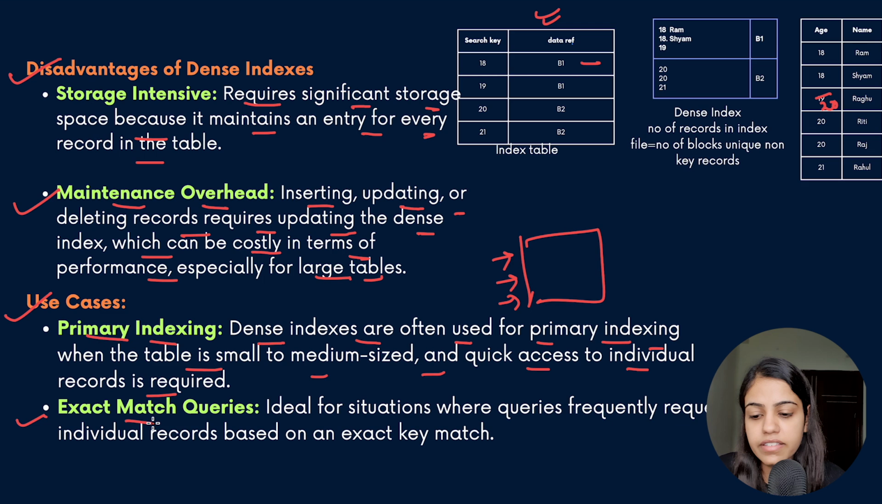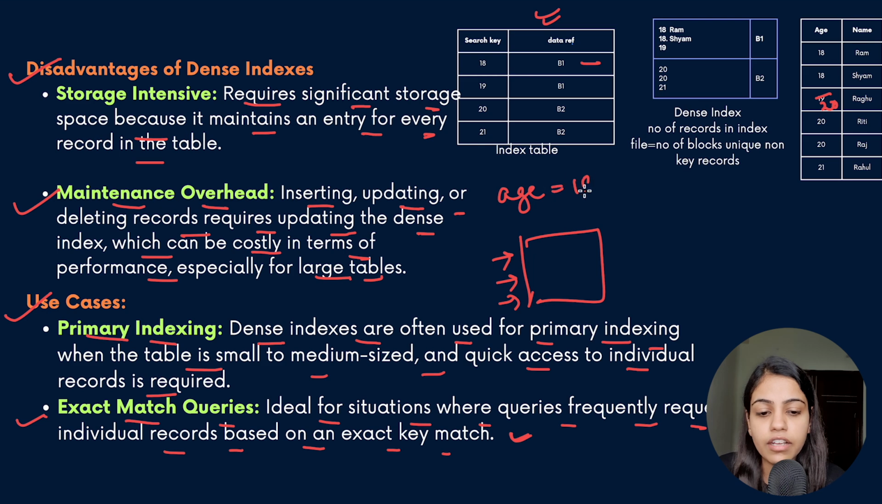The second one is exact matching queries. It is ideal for situations where queries frequently request individual records based on an exact key match, for example fetching the details of a person whose age is equal to 18. Whenever we used a sparse index, we would provide the first element of the block, so we needed to search for the particular block where the exact entry could be. But in a dense index, we can find the exact entry or record in the dense search key itself, so we can find the exact record very easily.